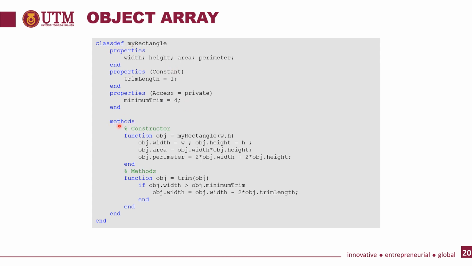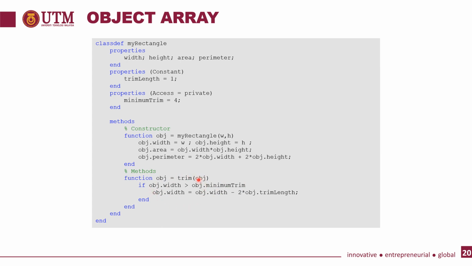And then these are the methods. First you initiate a constructor, where initiating an object of this class will receive 2 data, width and height. From here it will calculate the area and also the perimeter, which are part of the normal properties. All right, and then you have a method here. This method is all about how we want to trim the rectangle.